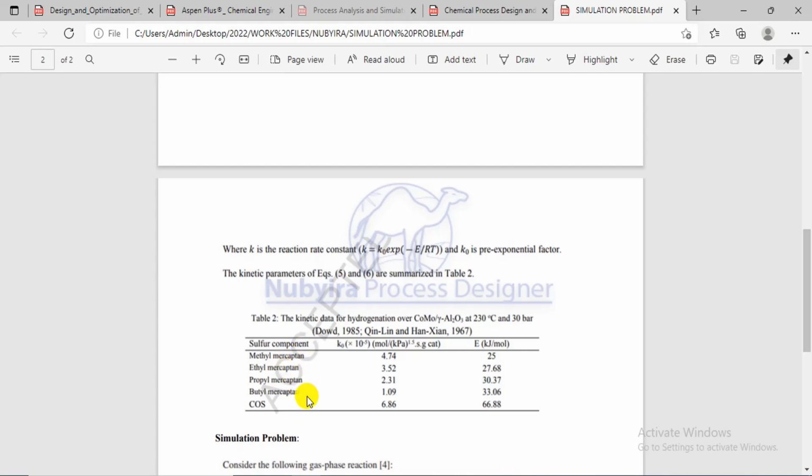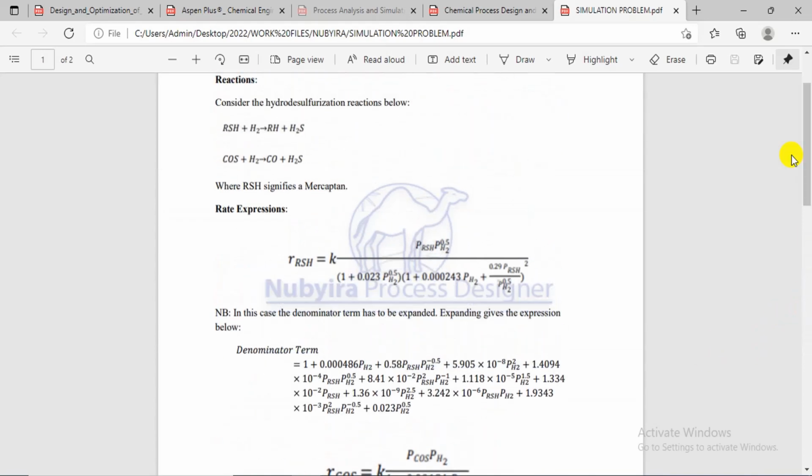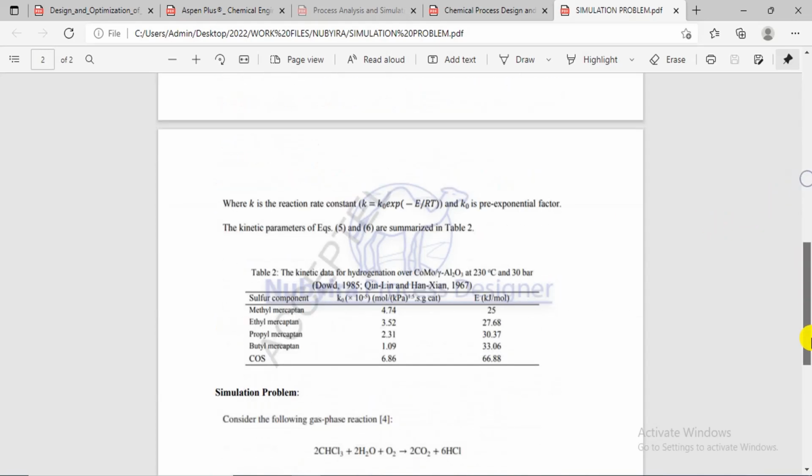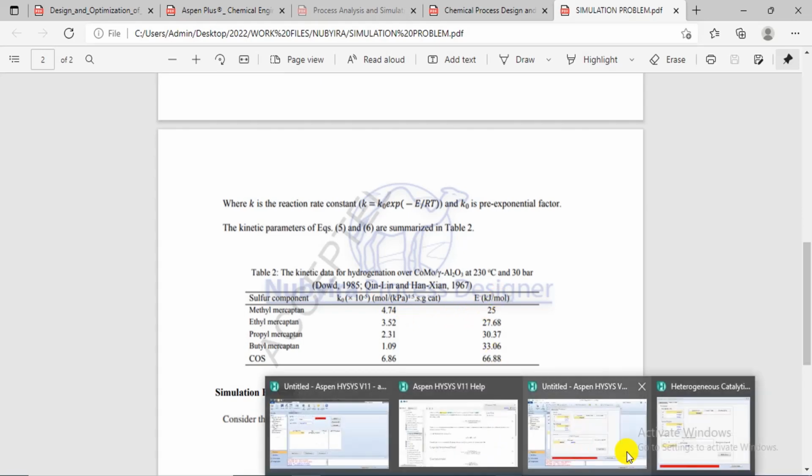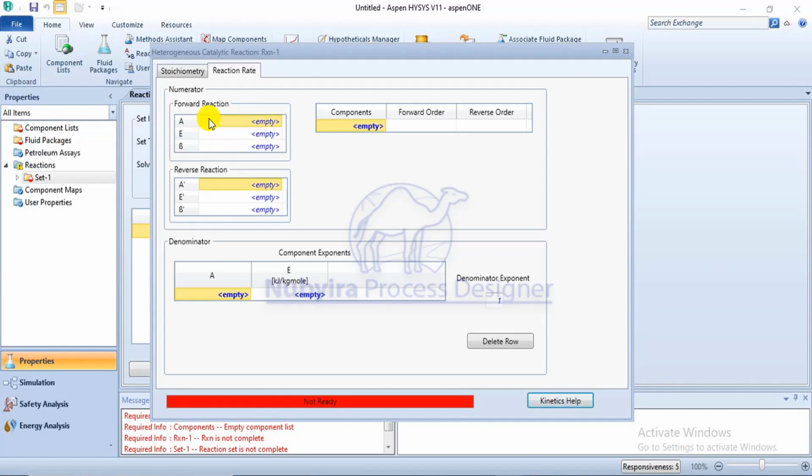That's for each of the mercaptan compounds, right? So this equation we have here is like a general equation which requires you to input the specific compound you are working with, right? So if we are working with methyl mercaptan, for example, we are going to be using these first two values for our value of K. Now these two values will be inputted, that is 4.74 times 10 raised to power 5 and 25 kg per mole will be inputted here. They will be inputted here in the forward reaction for A and E, right?